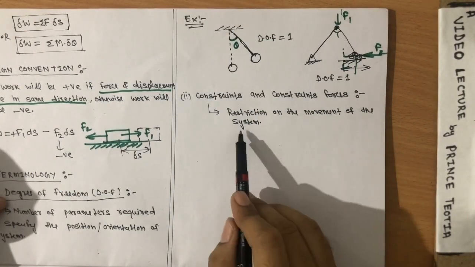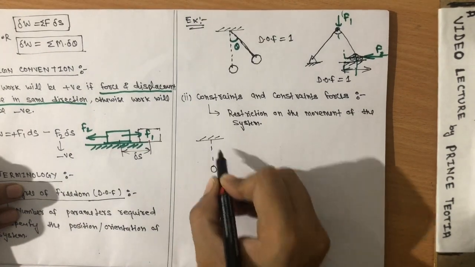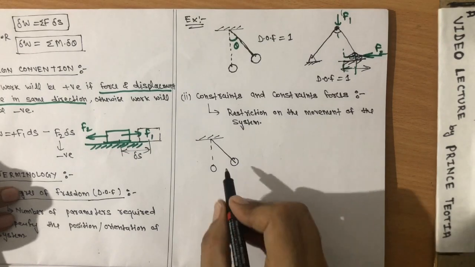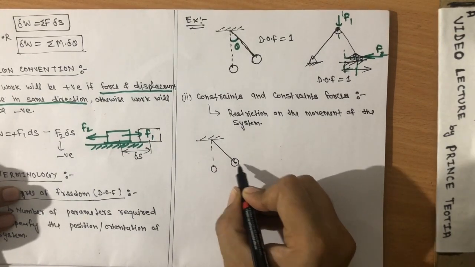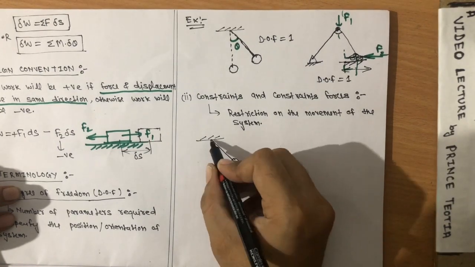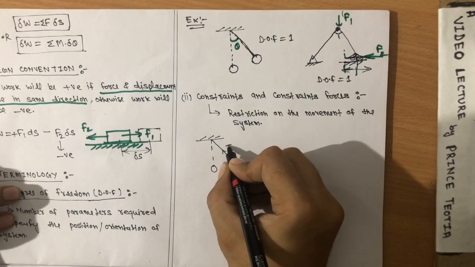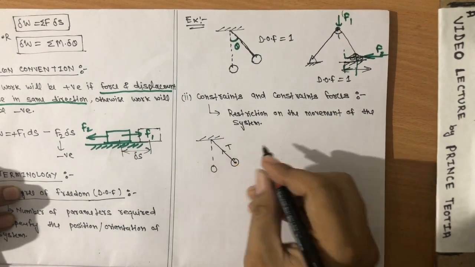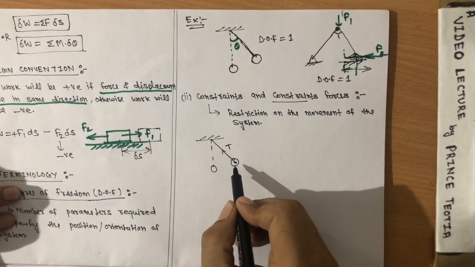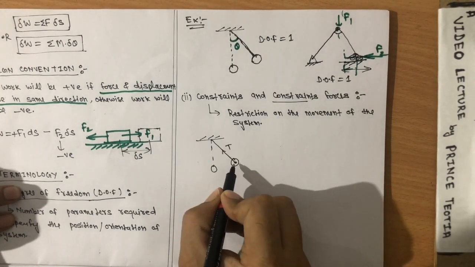Restriction on the movement of the system. In this example, again the simple pendulum, there is one restriction: we cannot displace it in this direction. So this is the constraint for this system, and the force in this direction is known as the constraint force. This is the restriction on the system; we cannot displace it in this direction because of this constraint.